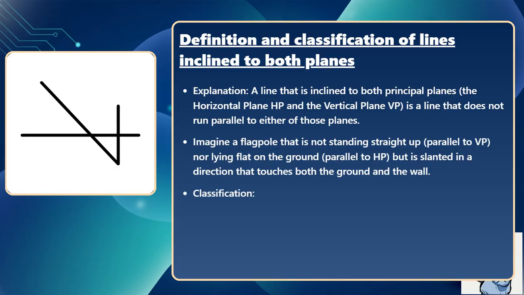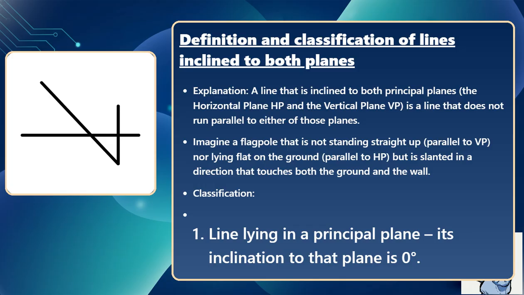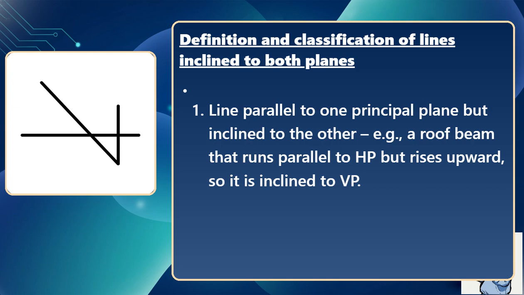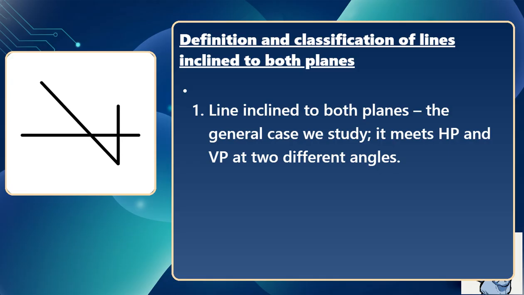Classification: 1. Line lying in a principal plane - its inclination to that plane is 0 degrees. 2. Line parallel to one principal plane but inclined to the other - for example, a roof beam that runs parallel to HP but rises upward, so it is inclined to VP. 3. Line inclined to both planes - the general case we study. It meets HP and VP at two different angles.